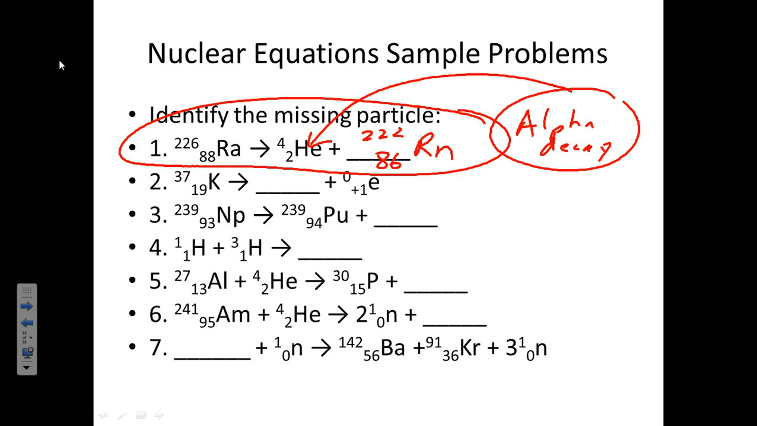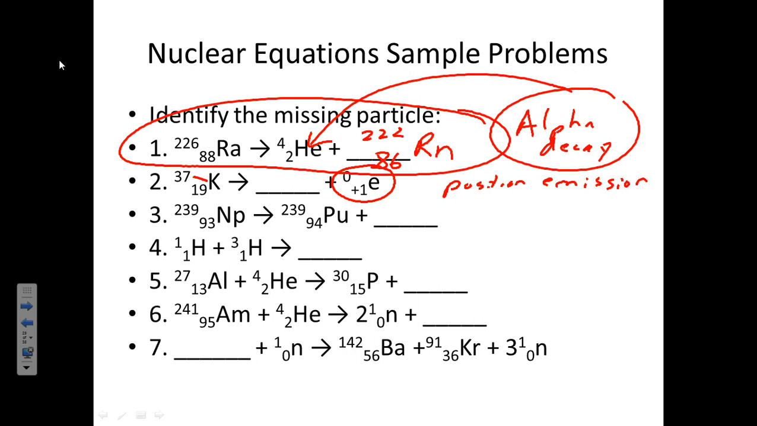Moving on down a little bit. Here we've got potassium-37. This is the symbol for what we call a positron. This is a positron emission equation. A positron is essentially a particle that's the same size as an electron, but having a positive charge instead of a negative charge. The equations work the same way. The numbers have to add up on both sides.